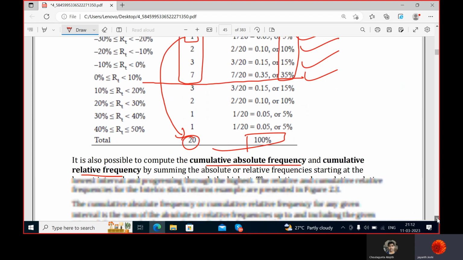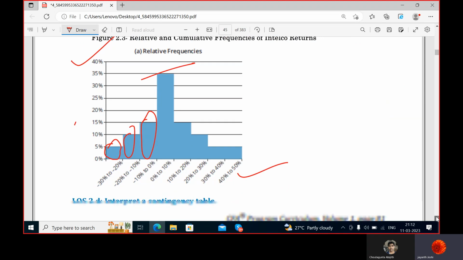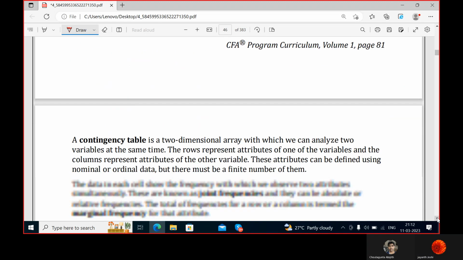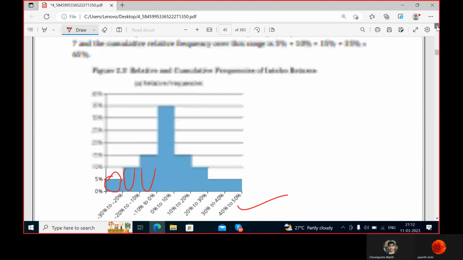So what we'll do, we'll see that minus 30 to minus 20%, 5% of the returns lie in this, correct? That means data. And minus 20 to minus 10, 10%. And then minus 10 to 0, 15%. And it goes on, 35%. This was about relative frequencies. Did you understand, Abhijit? Shall we go forward? Yes, so far so good.